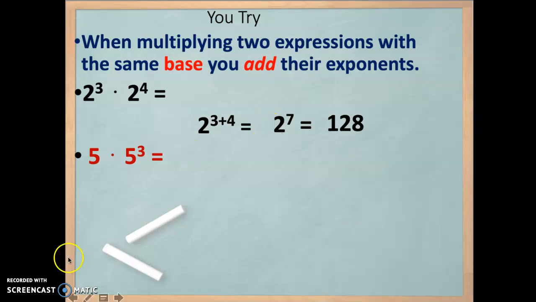Let's go ahead and do the next one. Remember what number goes here. If there's nothing, it's an imaginary one. Same base, the 5 will come out, and I will add the exponents. 1 plus 3 is 4. When I put 5 to the 4th, using that exponent to the power of, I'm going to get 625.